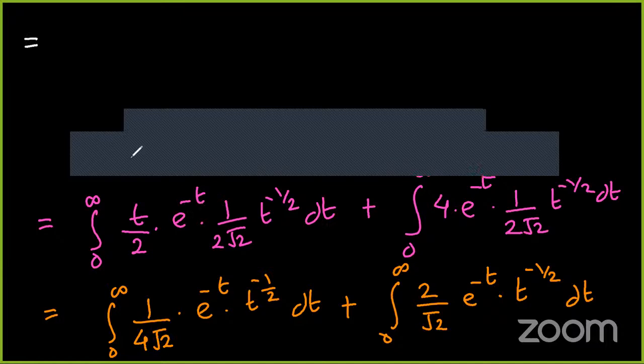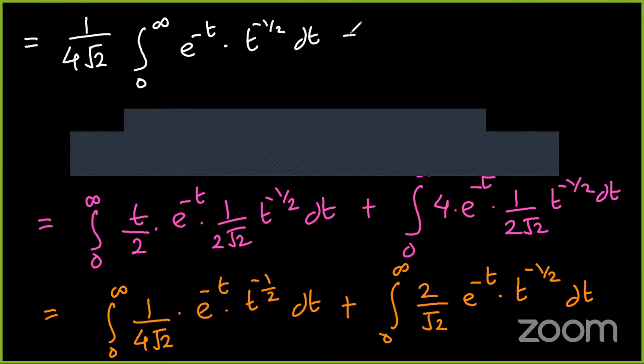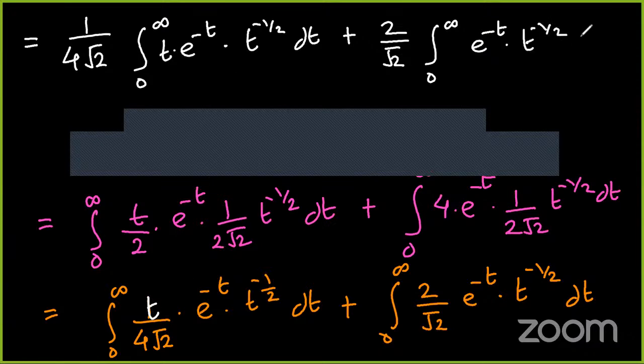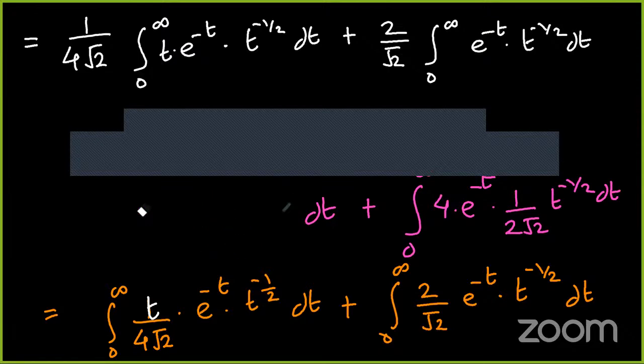So we'll take this 1 by 4 root 2 as a common factor. It's a constant, right? Take it outside: 0 to infinity e raised to minus t, t raised to minus 1 by 2 dt plus 2 by root 2, a constant here, 0 to infinity e raised to minus t. Here t is remaining, this t is remaining. Here t remains and t raised to minus 1 by 2 dt. Okay. Where does this t come from? Because it's x square, so t is remaining.